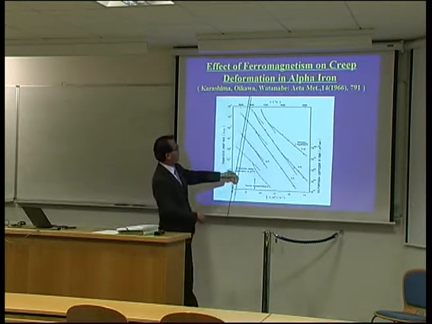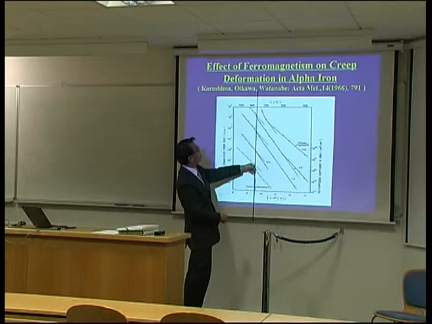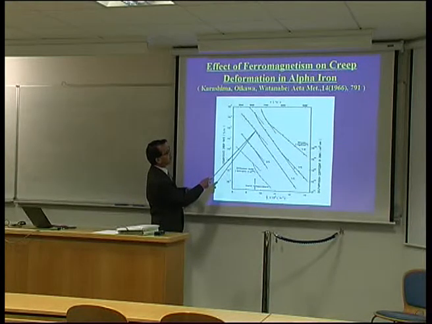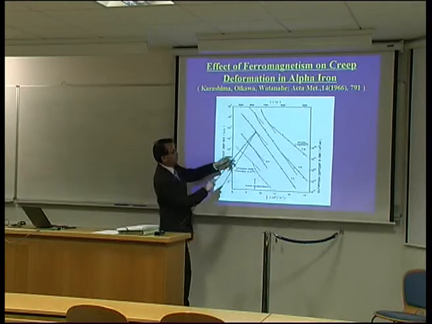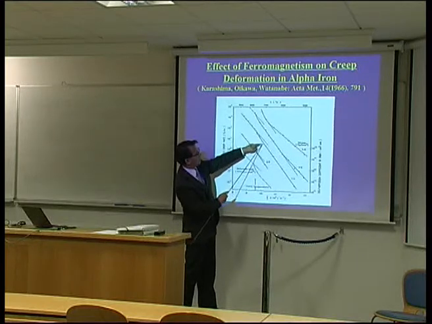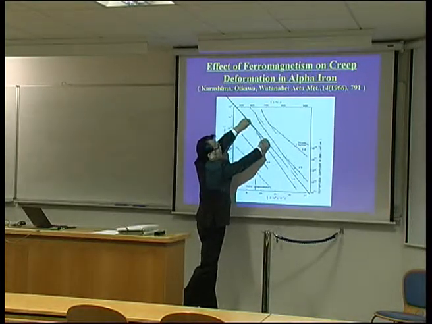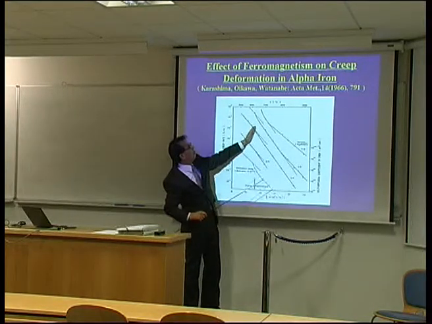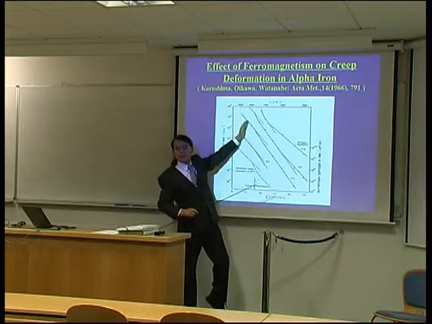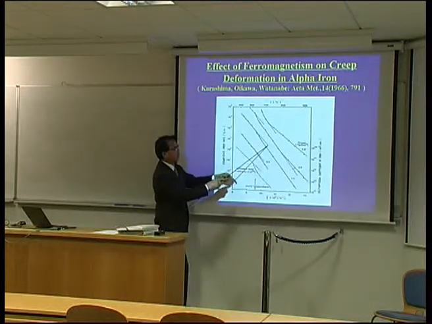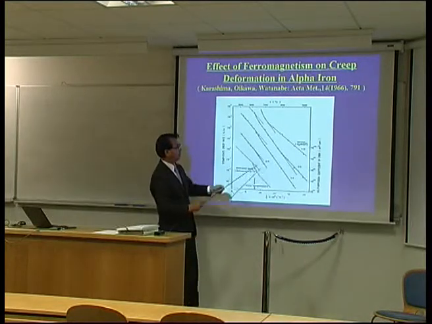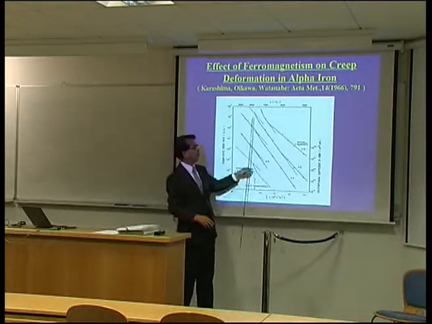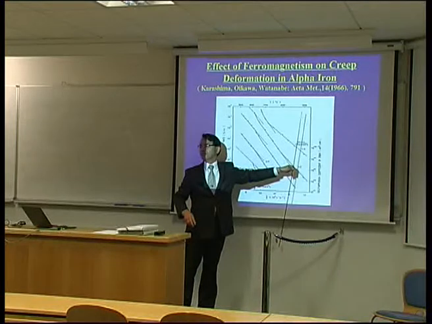But as you see, at around 770 degrees, the temperature dependence of creep rate changes, and the creep rate decreases from the extrapolation from the range of the paramagnetic region. So there is a decrease of creep rate with decreasing temperature in the ferromagnetic temperature region.